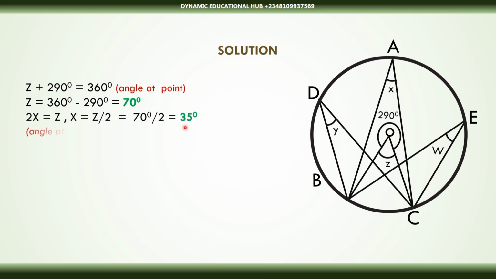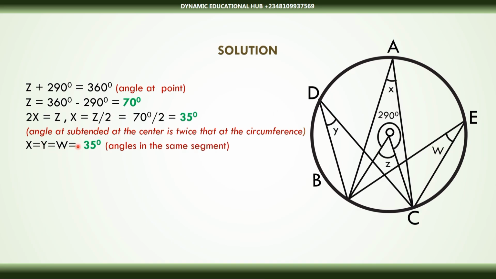So let's find the value of Y and W. Now X is equal to Y and is equal to W, which is 35 degrees, angles in the same segment.